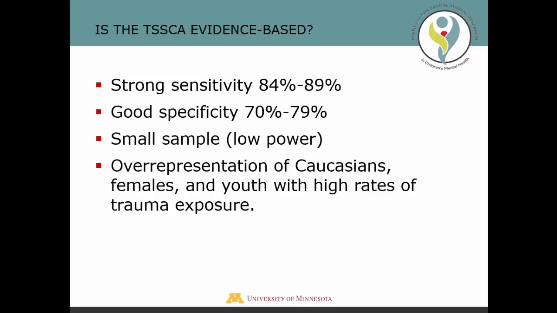However, there are some concerns. First, this sample was small, meaning that the analysis had relatively low power. Second, the sample overrepresented Caucasians, females, and youth with high rates of trauma exposure. These concerns have started to be addressed by collecting data from a larger, more diverse sample of youth. However, analysis of that data has not yet begun.